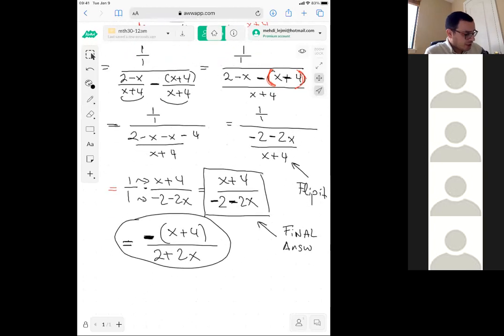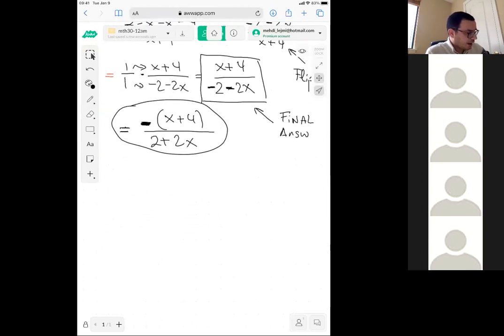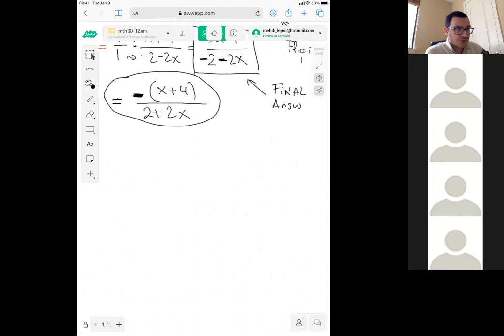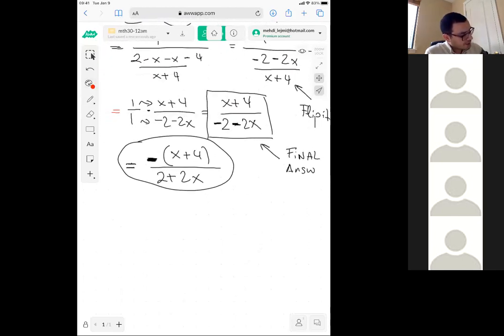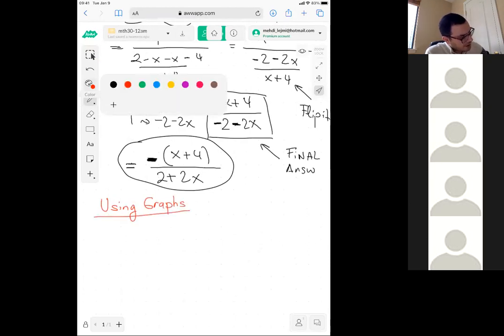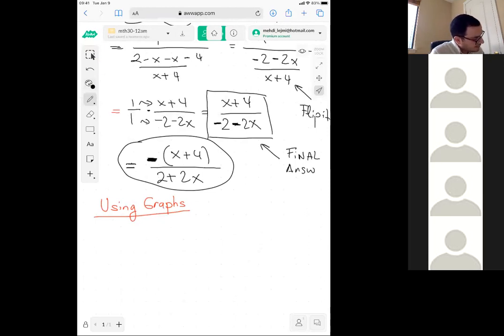Well, so that's for composition of functions. And actually, we are not done yet, because now we're going to try to use graphs. We're going to use graphs to find this composition of functions. So using graphs, let me graph two different functions, f and g. Let's say here's my f. So here's my f of x.